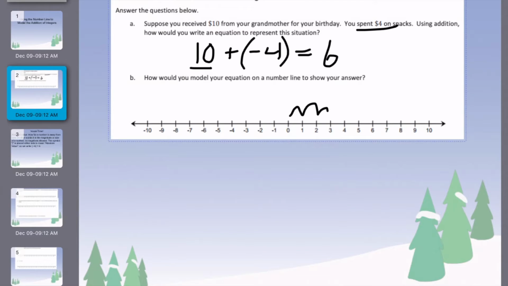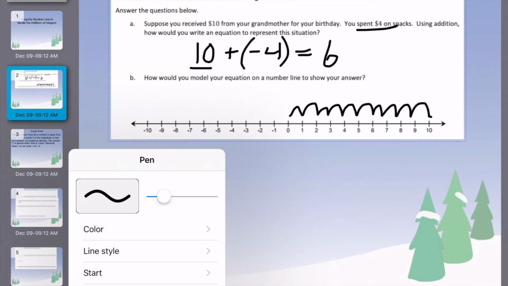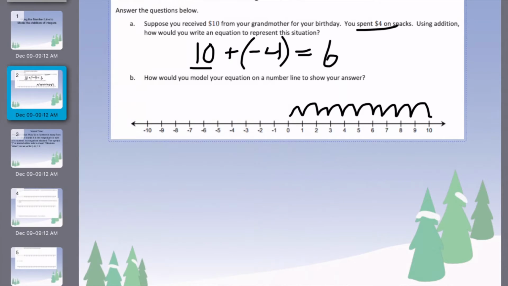So 1, 2, 3, 4, 5, 6, 7, 8, 9, 10. That's the first stop. And then I have to go from 10, and if I see a negative sign, that means I have to move to the left. I'm going left, so I need to go left 4. So 1, 2, 3, 4, and I'm finished here. I'm finished at 6, so I circle my answer there.